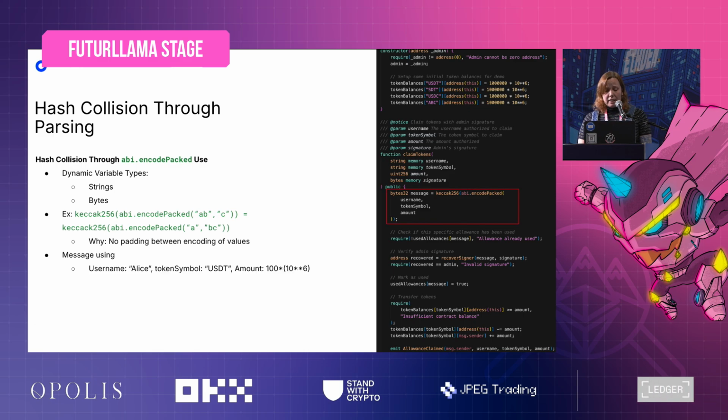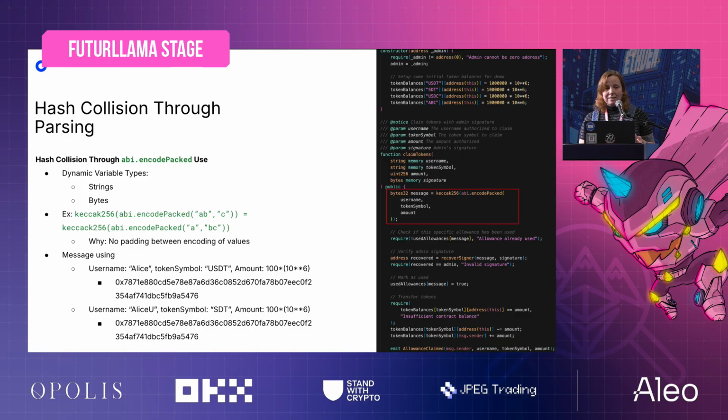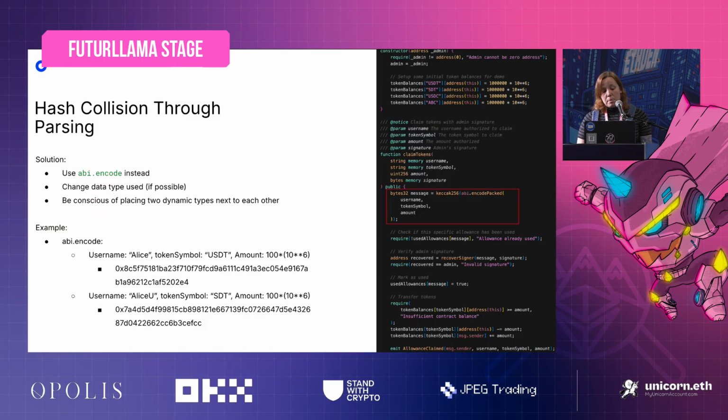As an example here, let's say we have two strings. We have a username and then a token symbol. And I'm going to put Alice and token symbol USDT. This comes to this hash here. But so does this hash, where we have AliceU as the username and SDT as the token symbol. And both of those are two legitimate token symbols within the contract. This becomes a problem because there's ambiguity there.